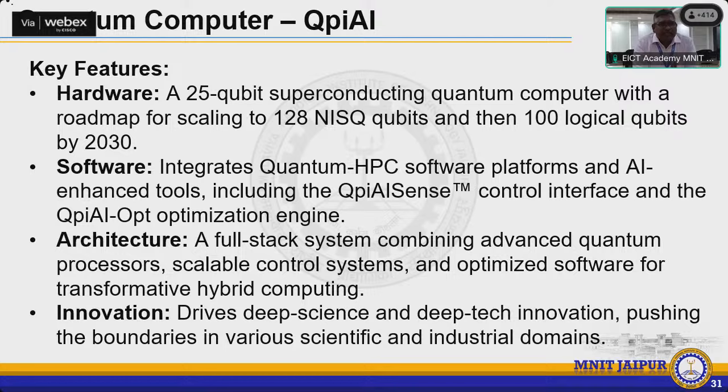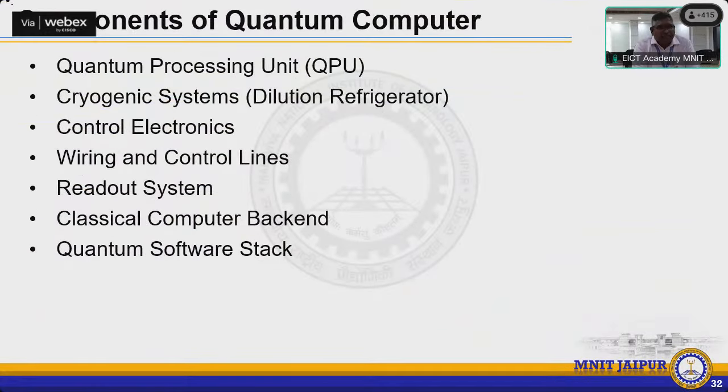And then there's an integrated HPC software where you add AI tools using QPI-AI Sense. It's a control interface, and then it optimizes using QPI-AI Opt, right? So it's a full stack system: advanced quantum processors, scalable control systems, optimized software, all these things that are there. So basically a deep science and deep tech innovation, which is actually helping QPI-AI. So that was the first part that I wanted to share with you.